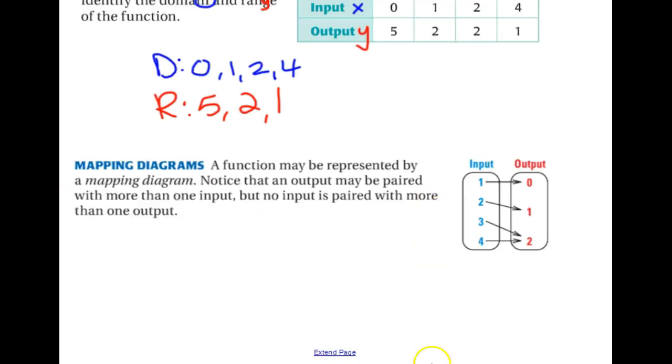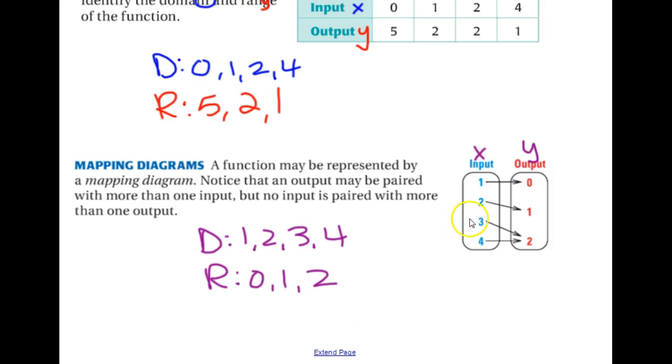Here's the same question. A function may be represented by a mapping diagram. That's just what this is. Our domain, what we plug in for x, 1, 2, 3, and 4. And then our range, what we get out for y, 0, 1, and 2. So is this a function? They didn't ask us that. If I push two different buttons on our pop machine, they could both say Coke. That'd be okay.